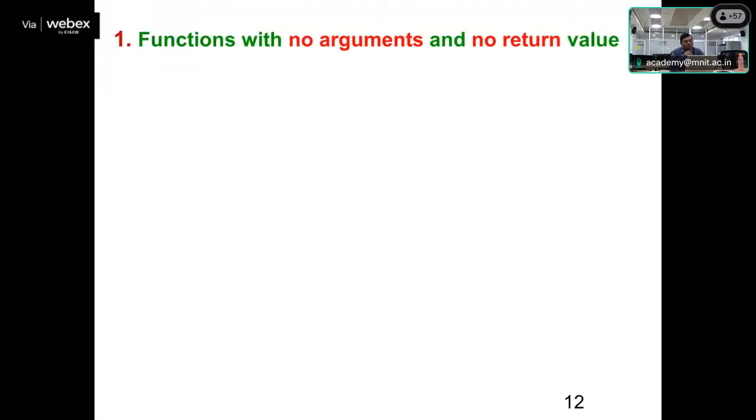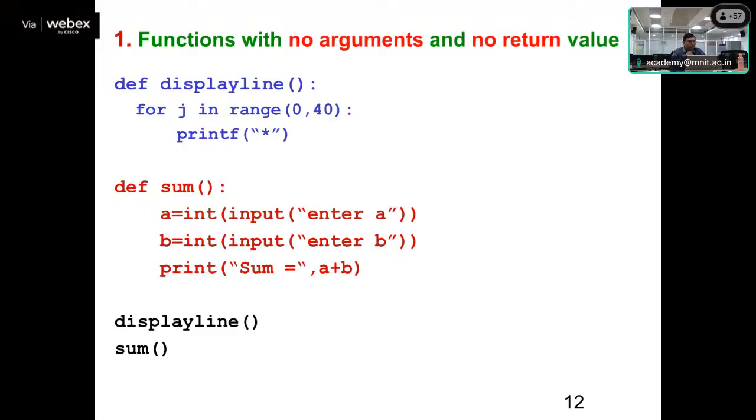So function with no argument, no return value. So say here we have the display line. Many functions we are creating, right? So one is the display line. Definition: display line, not taking any argument. What we are trying to do here is display one line having the symbol star. This is one line we are creating. So in that we are writing for j in range 0 to 40. So 40 times this star is going to be printed. Okay? They are going to be displayed.